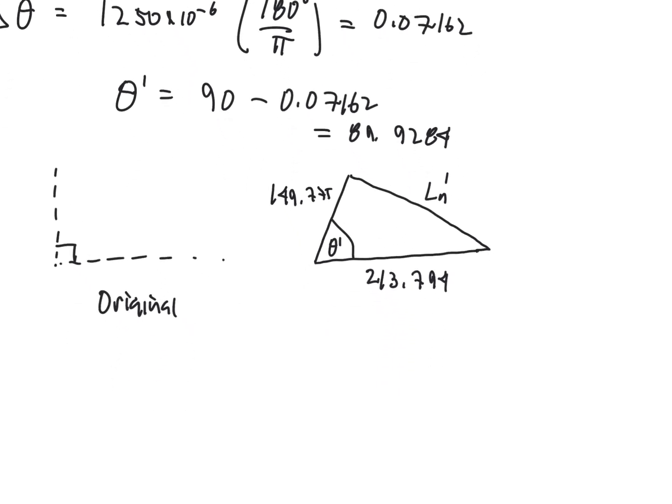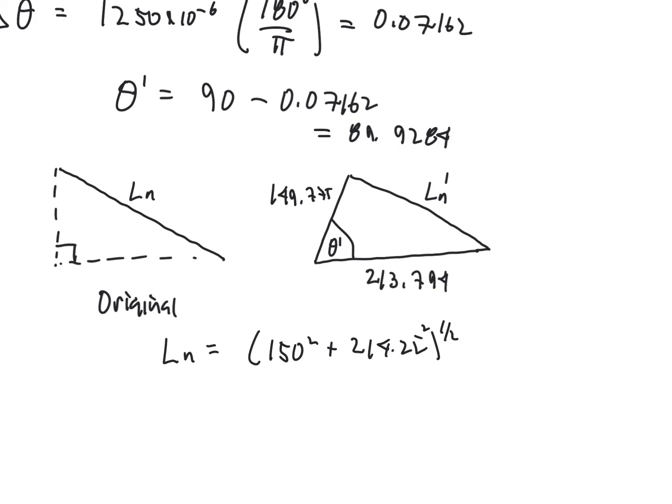Now remember, the original length here, we never calculated. That's going to be the square root of the sum of the squares. So we might want to do that. That would be L sub n. So the original length of the diagonal, we would have had to take the square root of 150 squared plus 214.22 repeated squared, all to the 1/2. And that turns out to be 261.517. Again, we're keeping 6 significant figures, so we've got that value. All right, back to this.